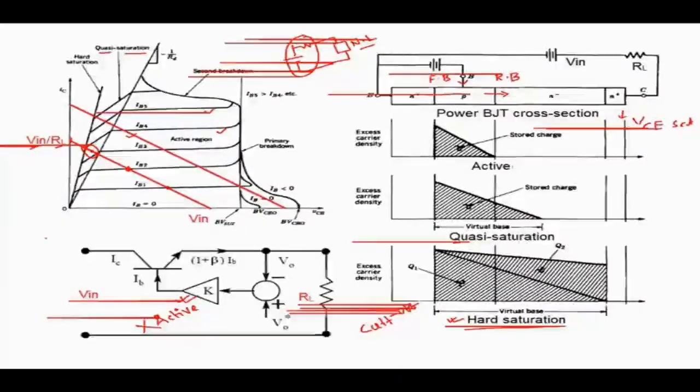Because when the device is on, its power loss is VCE sat times the current flowing through it. How much current is flowing through the circuit will depend on the external circuit, what voltage you are applying, what is the load resistance. So to minimize the power loss, your VCE saturation should be pretty low. That is why you should apply suitable base current so that your device is driven into hard saturation. So your VCE sat is much lesser.